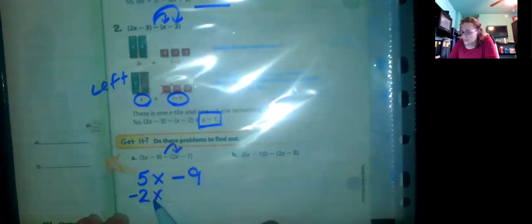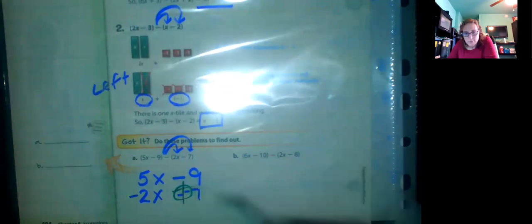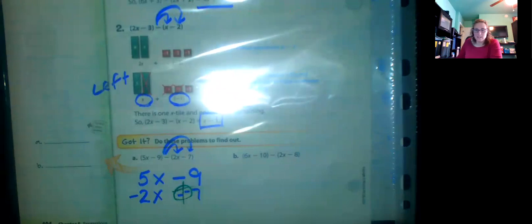Okay, so let's take a look here. So we have 5 x's minus 9. And then it tells us to subtract 2 x's and subtract a negative 7. Subtract a negative. What does that mean to subtract a negative? Well, 2 negatives make a positive. So we're really going to be adding 7.